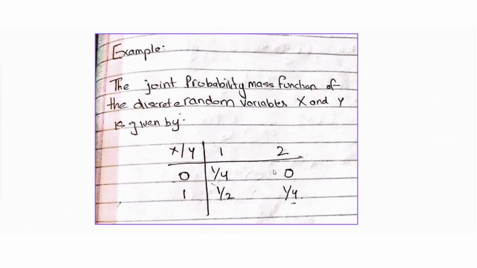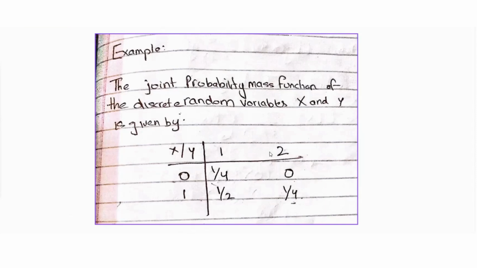We would then need to do it for this ordered pair as well. We would need to show for 0, 2 that probability x is 0 and y is 2 is probability x is equal to 0 times probability y is equal to 2. Similarly, we would need to do it for this ordered pair 1, 1. We would need to do it for this ordered pair 1, 2.